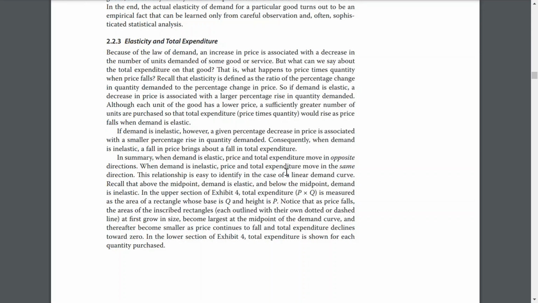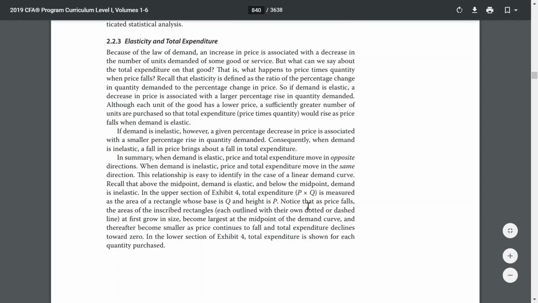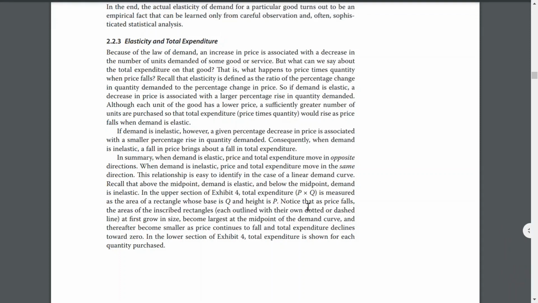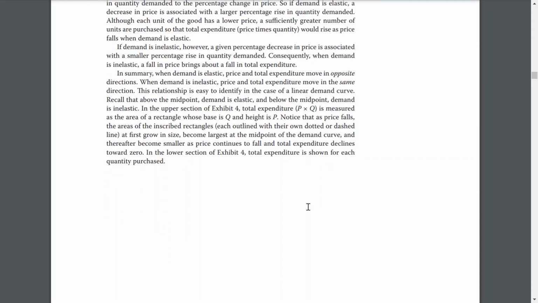In summary, when demand is elastic, price and total expenditure move in opposite directions. When demand is inelastic, price and total expenditure move in the same direction. This relationship is easy to identify. In the case of a linear demand curve, recall that above the midpoint demand is elastic, and below the midpoint demand is inelastic. In the upper section of Exhibit 4, total expenditure, P multiplied by Q, is measured as the area of the rectangle whose base is Q and whose height is P.